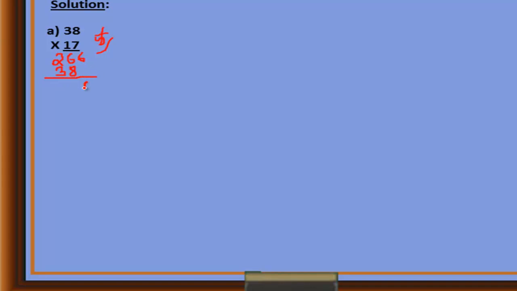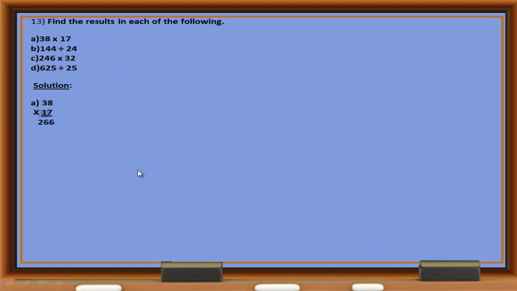6. 6 plus 8 is 14. Here we do have 1. 2 plus 3 is 5 plus this one is 6. Therefore the answer is 646. Let's proceed to B.